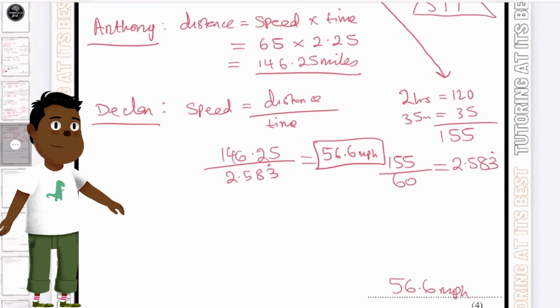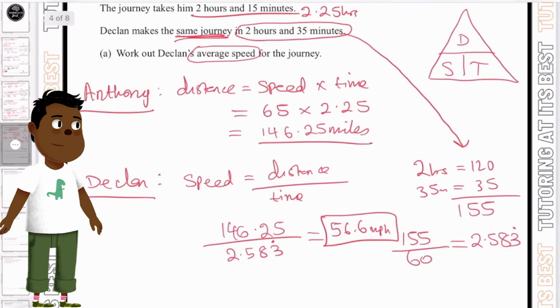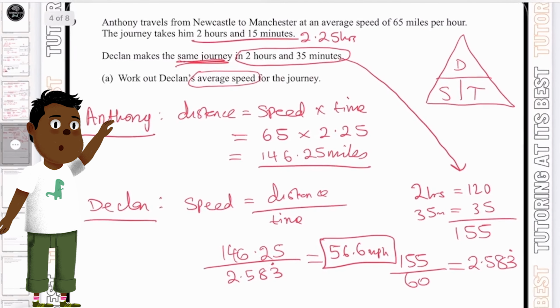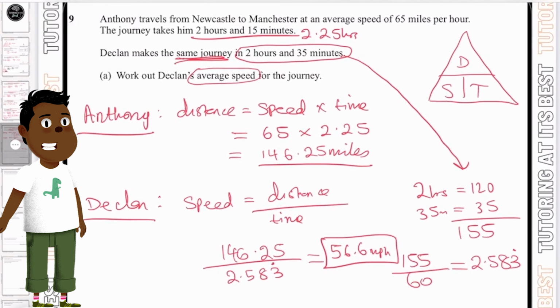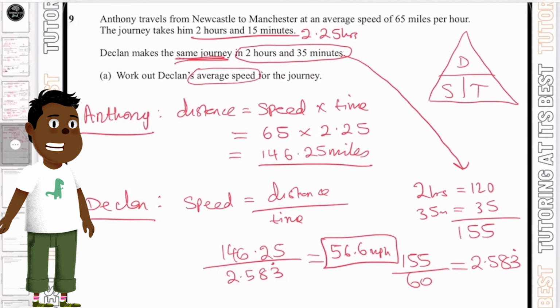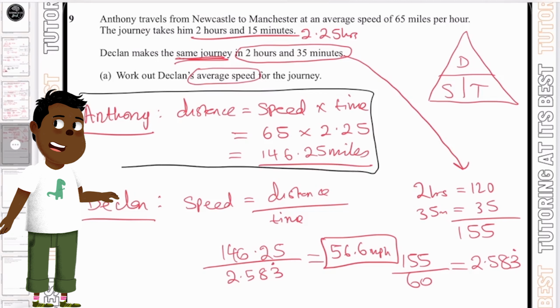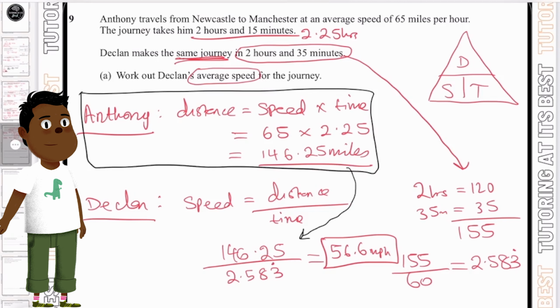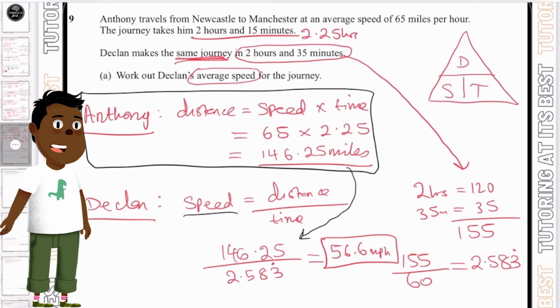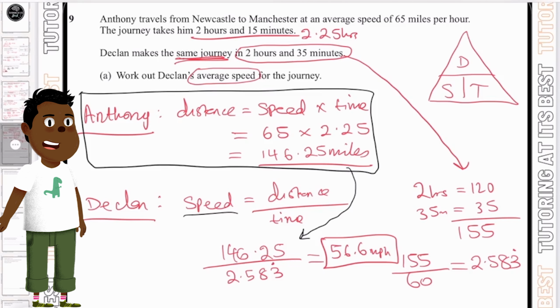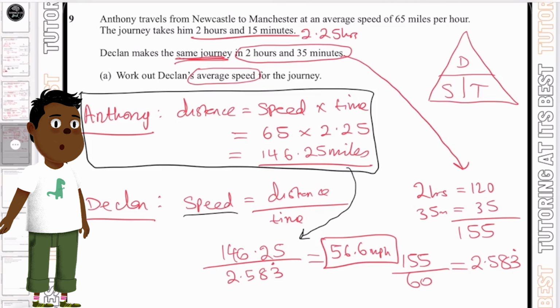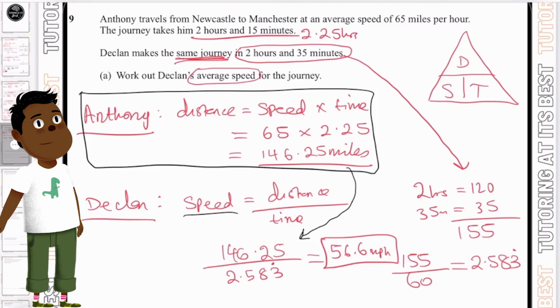So this is a 4-mark question. Let's go ahead and see exactly what I've done here. So I started off by calculating the distance for Anthony. I was then told that Declan makes the same journey, so I can use the distance for Declan as well. And we needed to calculate the average speed. So then I divided my distance over time to get my speed, and that gave me the speed of Declan.